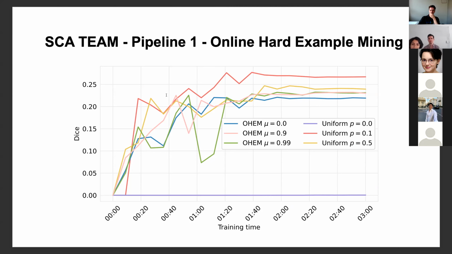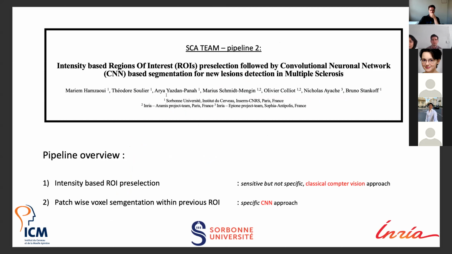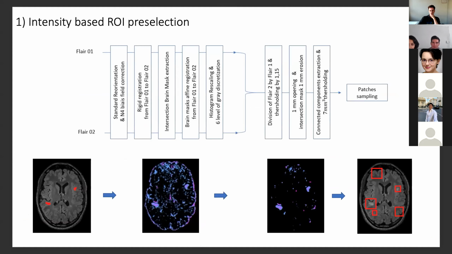Okay, thank you. So this pipeline is, as its name indicates, divided into subparts. First, an intensity-based ROI pre-selection, which is a synthetic approach to select potential areas of the brain where intensities increase longitudinally. Secondly, within those patches of potential regions of interest, we used a convolutional neural network to segment new lesional voxels. So we shall begin with the first part.